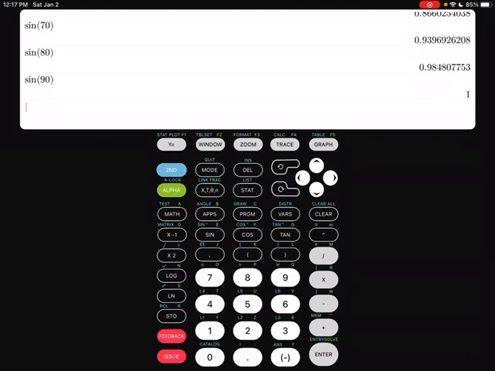Then we're going to do all of these for cosine also, and write them down. The cosine of 0 is 1. The cosine of 10 is 0.9848. Now remember what we learned: the cosine of 10 is the same thing as the sine of 80, 0.9848. The cosine of 20 is going to be the sine of 70. The cosine of 30 is going to be the sine of 60.